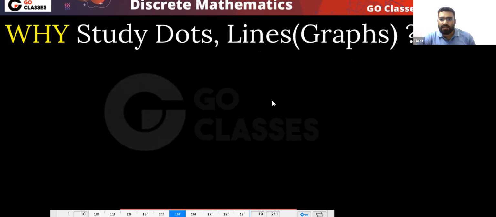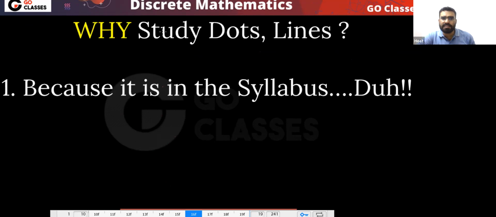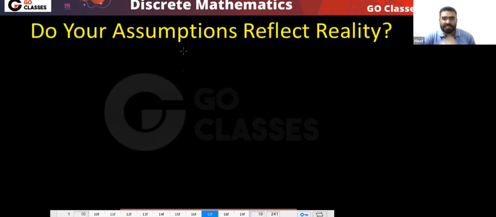Can anyone tell me? The very simple reason is because it is in the syllabus, right? Okay, so that is the reason we study. Yes or no? Because it is in the syllabus, so you are learning graph theory. Okay, now anyway, let's see some other reasons. Let's see why scientists and mathematicians study graph theory. What is the reason why they study graph theory?